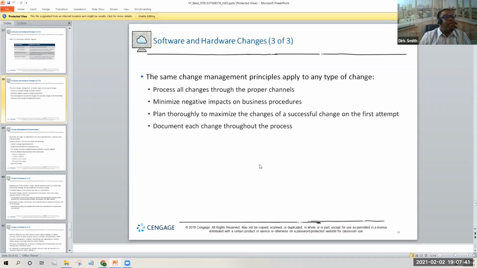The same change management policy applies to all these types of changes. Process all changes through the proper channel, minimize the negative impact on the business procedure, and plan thoroughly to maximize the chances of success and change on the first attempt. Document the change throughout the process. And when you're done with all that, if something does go wrong, sit down and think about it. You want to have a lessons learned. What went wrong? What could we have done better the next time? That's definitely something else you want to do.